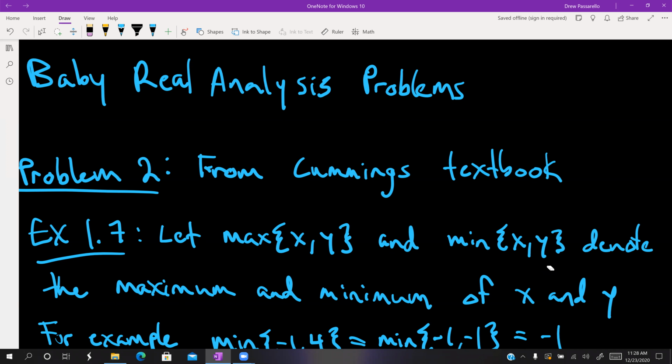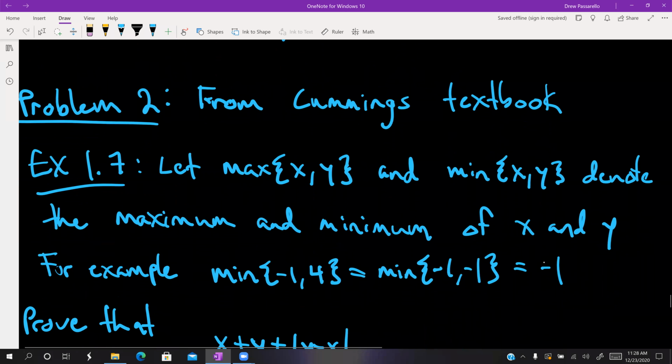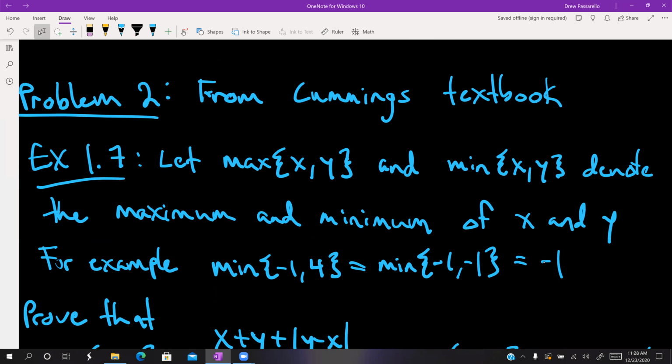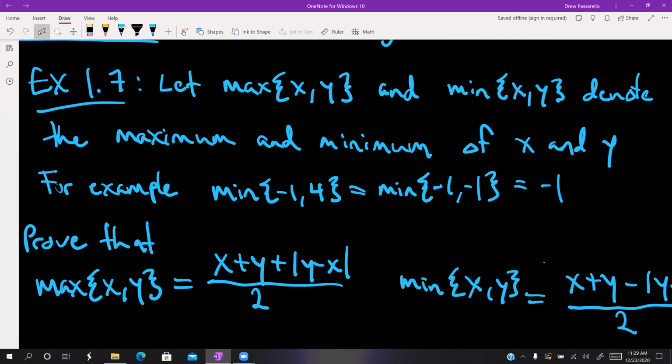Now, this is a problem taken from J. Cummings' Real Analysis Long Form Mathematics textbook, and this is example 1.7 in the textbook. It says let max of x and y and min of x and y denote the maximum and minimum of x and y. For example, the min of -1 and 4 is equal to the min of -1 and -1, which is equal to -1.